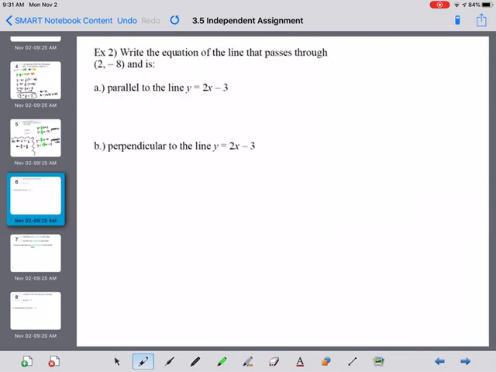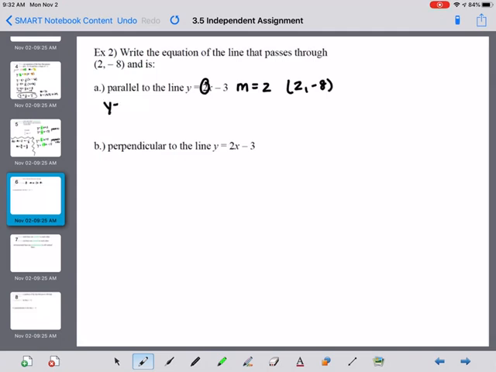All right, so we're going to write the equation of the line that passes through (2, -8) and is parallel to y equals 2x minus 3. Since we're parallel to y equals 2x minus 3, that tells us our slope needs to be 2. We're getting the slope from the equation of this line. So my slope is 2, my point is (2, -8).